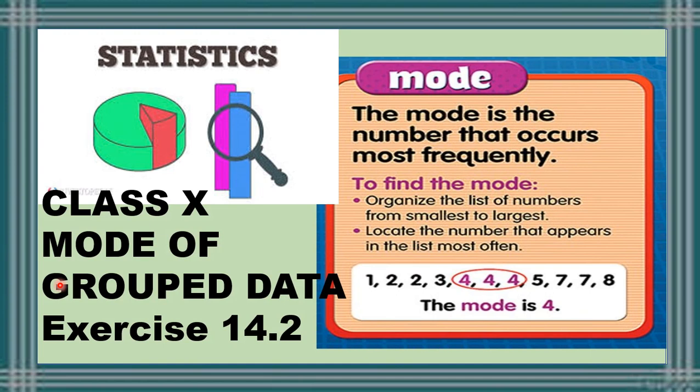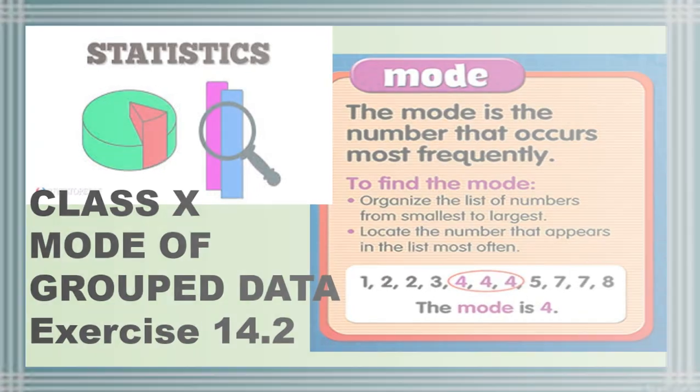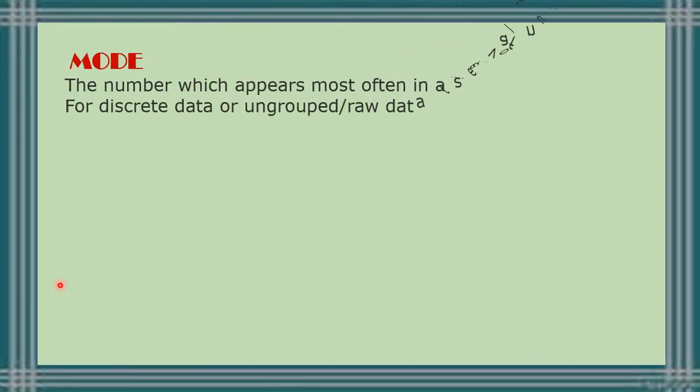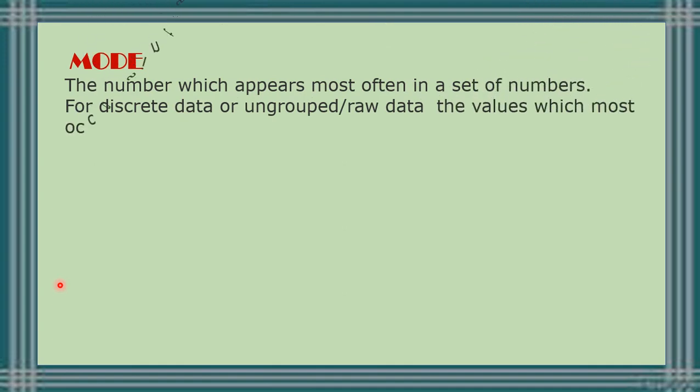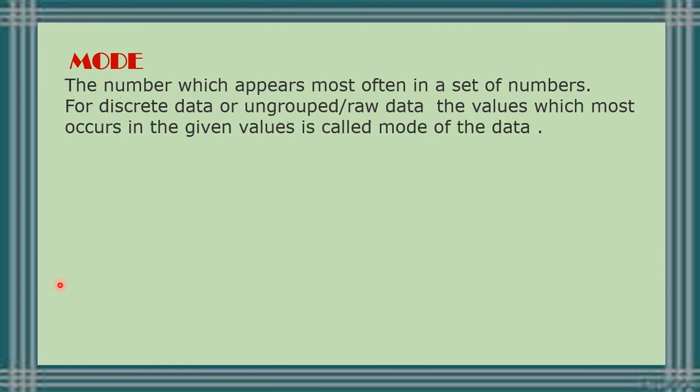As we know, mode is the number that occurs most frequently in the given data. The number which appears most often in a set of numbers, for discrete data or ungrouped data or raw data. The value which occurs most in the given values is known as the mode of the data.